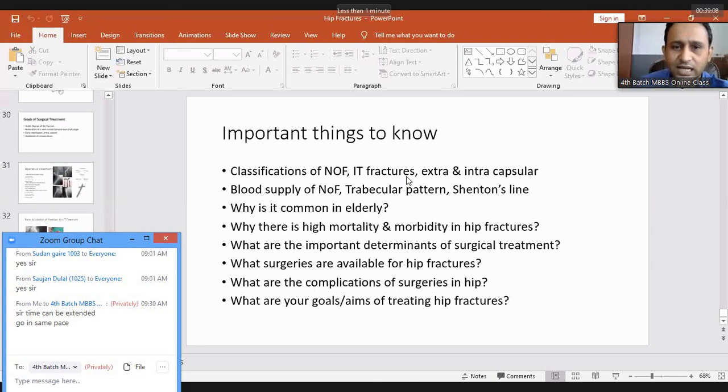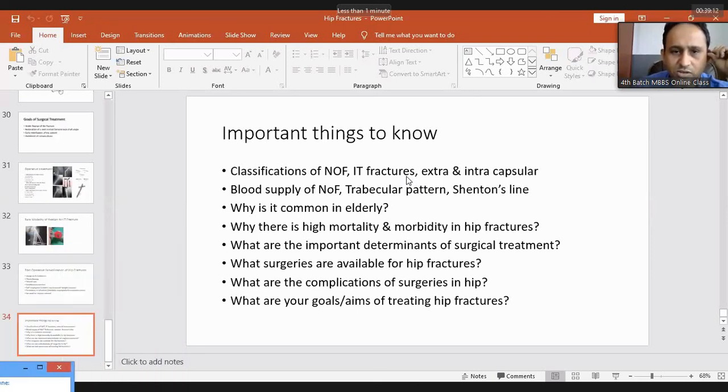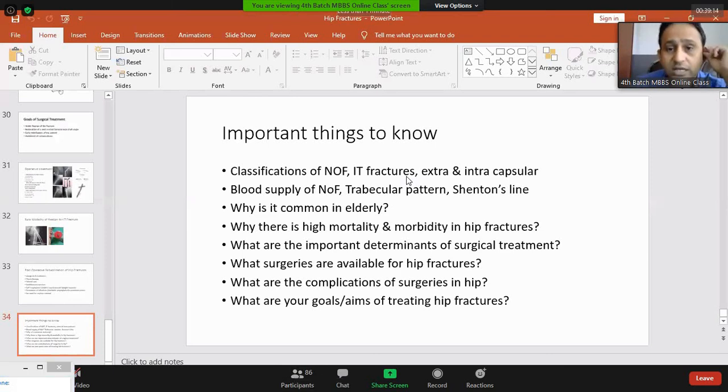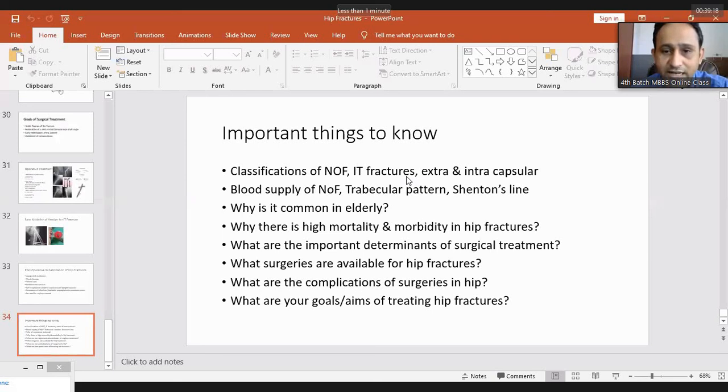Shenton's line is also broken in posterior hip dislocation. Does it mean NOF fracture is also present? Yes. In dislocation, it can have neck of femur fractures associated. It's not necessarily that Shenton's line is only for NOF fracture, because any break in that line means either there's a pathology in the hip, inter-trochanteric fracture, neck of femur fracture, or fracture dislocation of the acetabulum. So yeah, quite a good question.